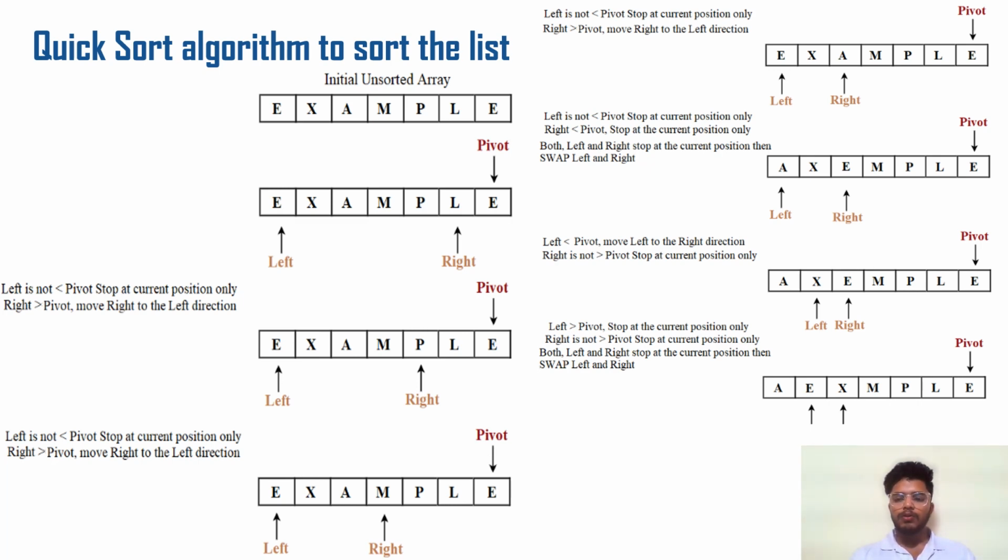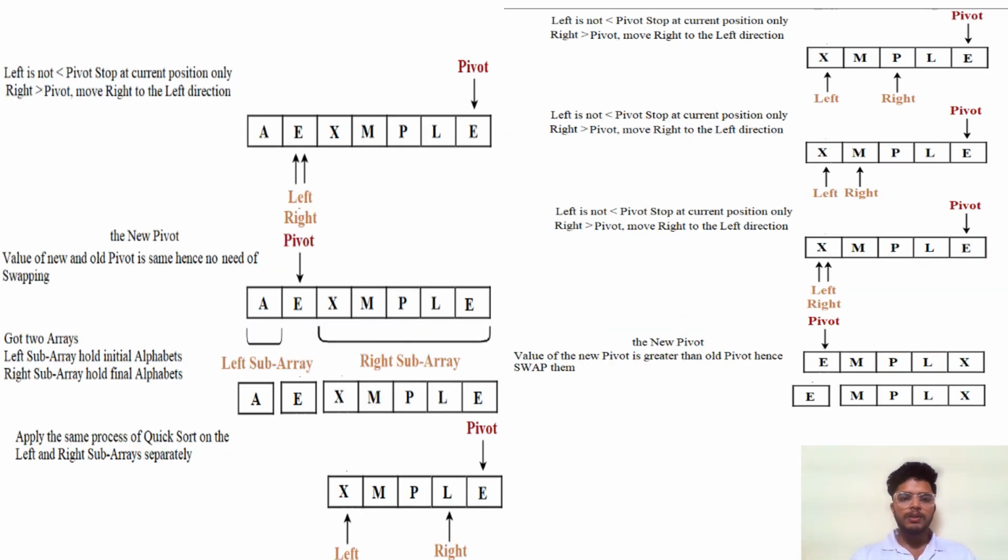Left less than pivot, move to the left direction. Right is not greater than pivot, stop at the current position. So X and D get mismatched, where E is alphabetically smaller compared to X, so it comes to the second position. Left greater than pivot, stop at the current position. Right is not greater than pivot, stop at the current position. So both left and right stop at the current position, then swapping of left and right takes place. Similarly this process continues until all of them get arranged alphabetically correctly.